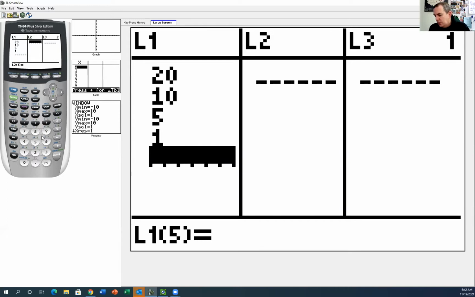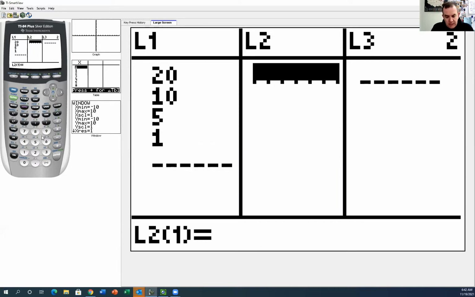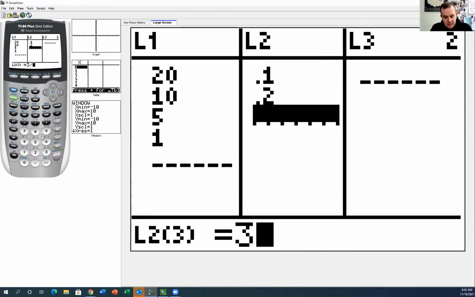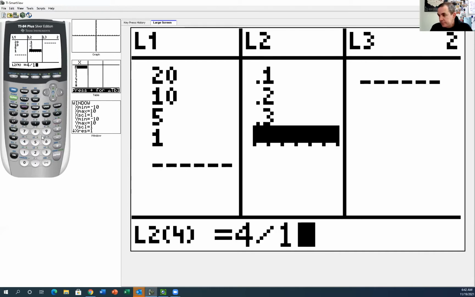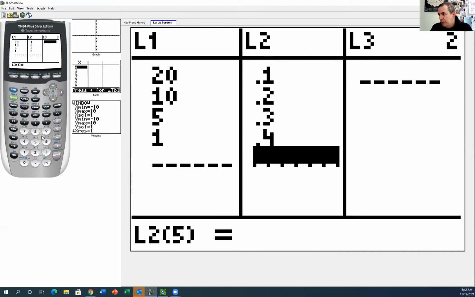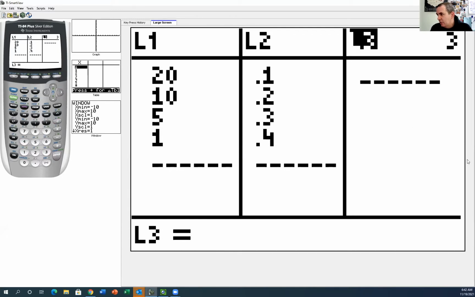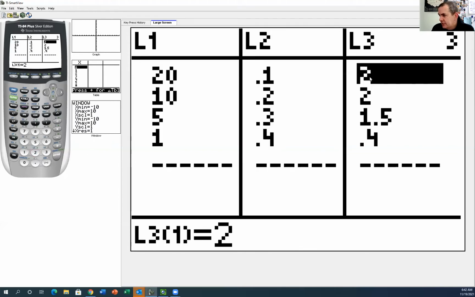In L2, we're going to put in the probabilities. So 1 out of 10, 2 out of 10, 3 out of 10, 4 out of 10. And then we need to get the product of all of those. So we arrow up to the header row of L3, and we hit second 1 to get L1, times, second 2 to get L2. This is the product of all of these multiplications.